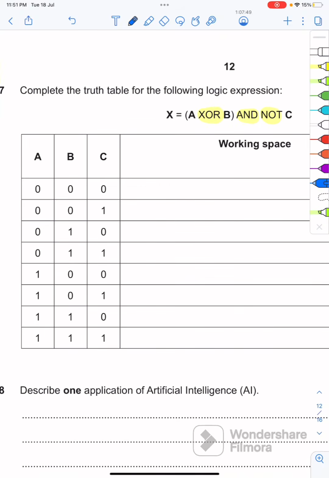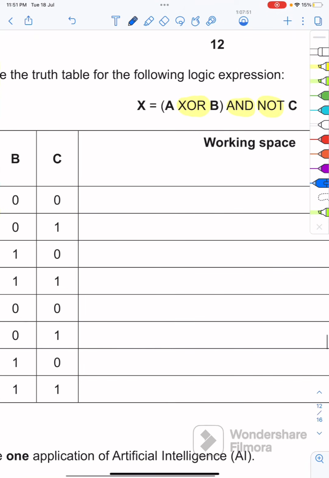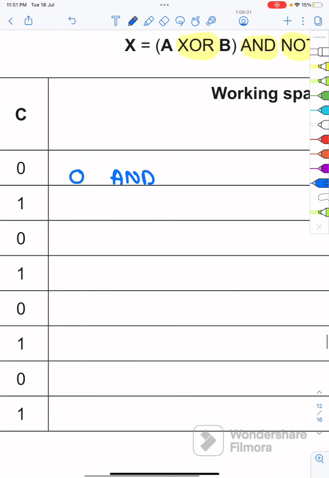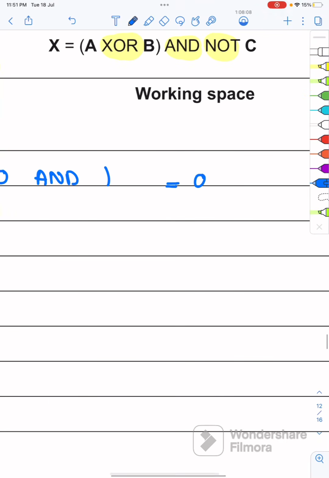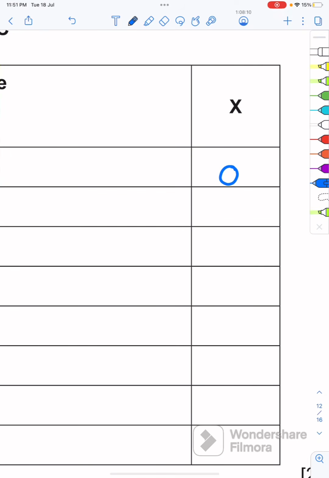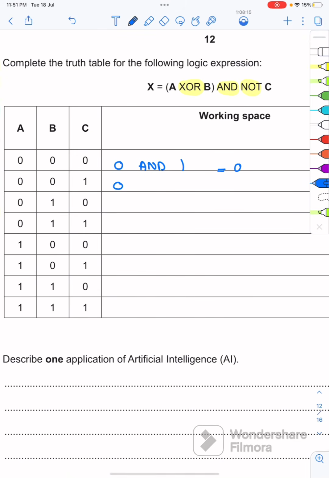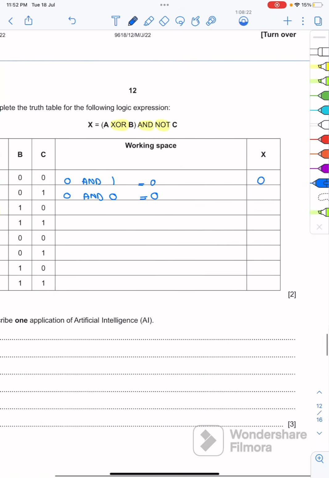So remember, when you've got 0 and 0, so we can just say 0, and since it's not C, so we've got C as 0 here, so you're going to invert and you're going to say 0 and 1. Now 0 and 1, as we all know, is going to be 0, so the answer for this is going to be 0. Similarly, you've got 0 XOR 0, so it's going to be 0 again, and not C, so it's going to be 0. 0 and 0 is going to be 0 again, so this is going to be 0.